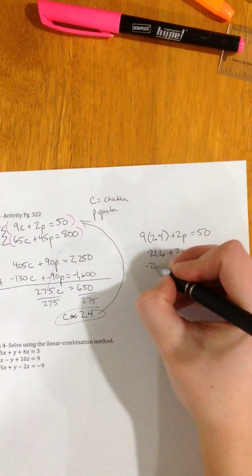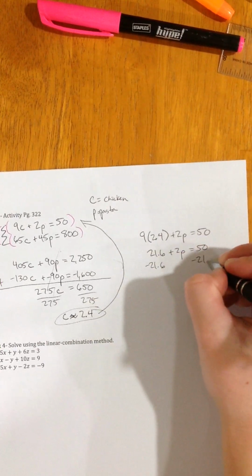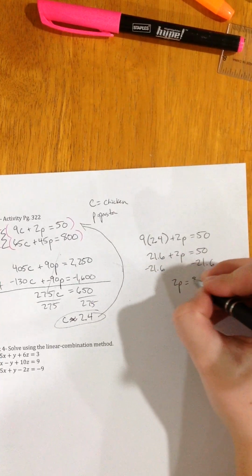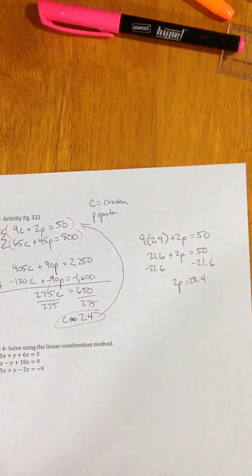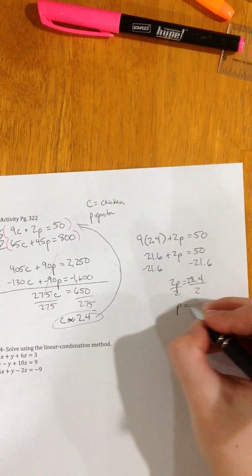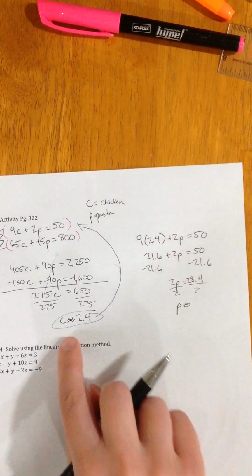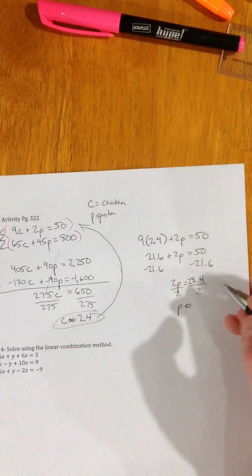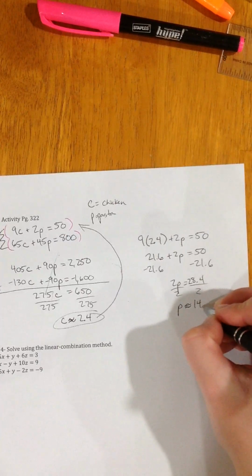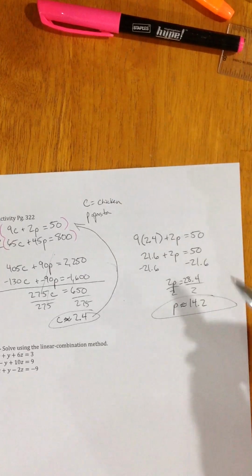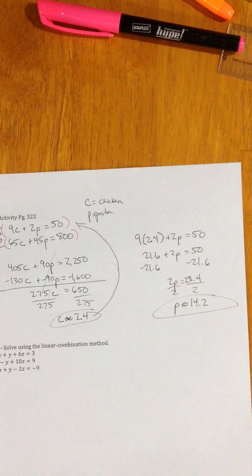And then I'm going to subtract 21.6 from each side. So that's gone. So I'll have 2P is equal to 28.4. And then last step, divide by 2. So P would be technically approximately equal to, since we rounded on that one, and this will come out nice when you divide it, 14.2 for our pasta with sauce. But again, it's approximately equal to, because technically that one was approximate. But that would be our two values for that one.